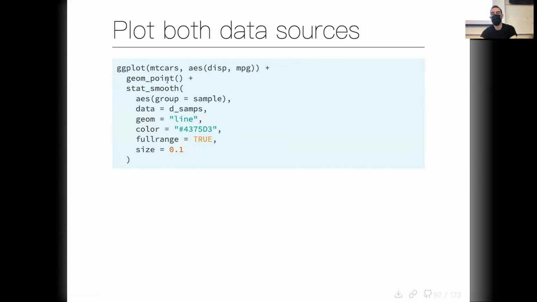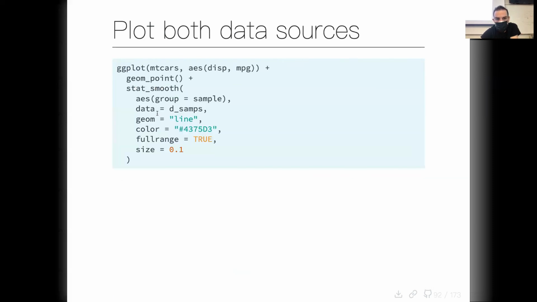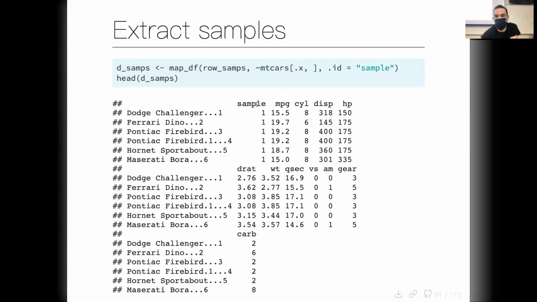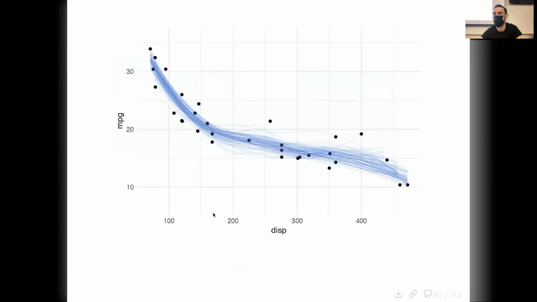Okay, now once we do that, we are able to create this plot where we have this dsamps thing back here that I'm creating, right? And I'm going to say that's the data source for this stat smooth, but I'm going to say the group is equal to the sample. Okay, so here's that sample column. And then geom is going to be line. Notice I'm making the size very small, and then I say full range equals true, so it's going to extend it all the way, and then that's how we get that.